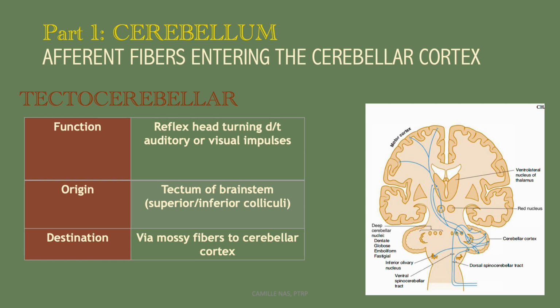For example, when someone calls or you're crossing the road and a car honks, your reflex is to look toward the sound, right? That is an example of your tectocerebellar: reflex head turning due to auditory or visual impulses. If a car honks on your left side before you cross, the reflex is to look where the sound is coming from. The responsible pathway for that would be your tectocerebellar. So, still a function of your cerebellum.